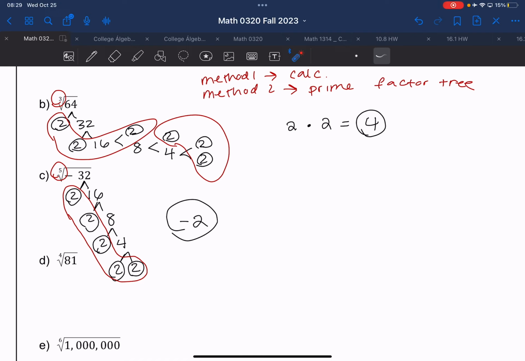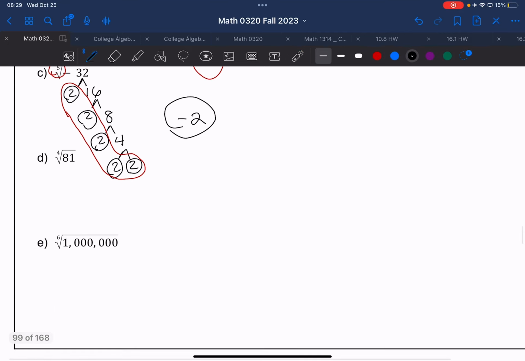Okay, for this one, we have 81. So we're going to do the tree for 81. We start off and we say, can 2 go into 81? No, because that's our first prime number. We always check 2. 2 can't go in, but 3 can. 3 goes in 27 times. 3 goes into that 9 times. And then 3 goes into 9 3 times.